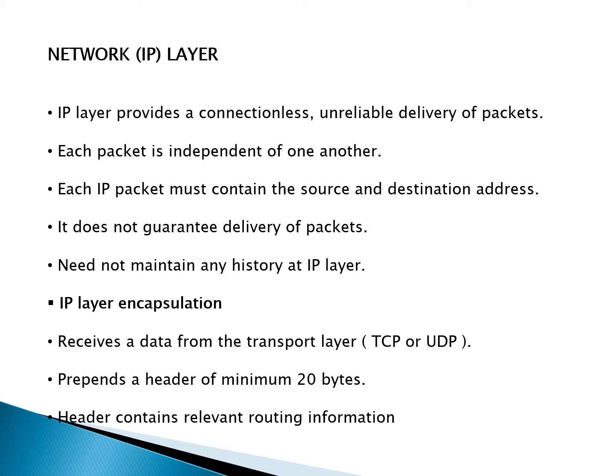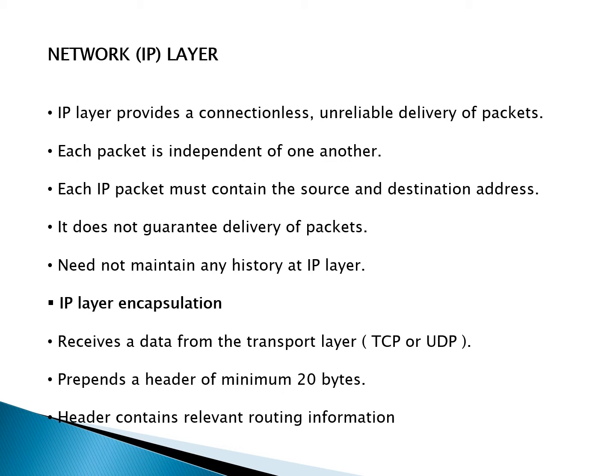Each IP packet must contain the source and destination address. The destination address is required to reach the destination, and the requirement of the source address is because sometimes for some applications an acknowledgement is sent back to the source. The IP layer does not guarantee delivery of packets. Some packets may get lost, duplicate packets may get generated, and packets at the destination may be delivered out of order.